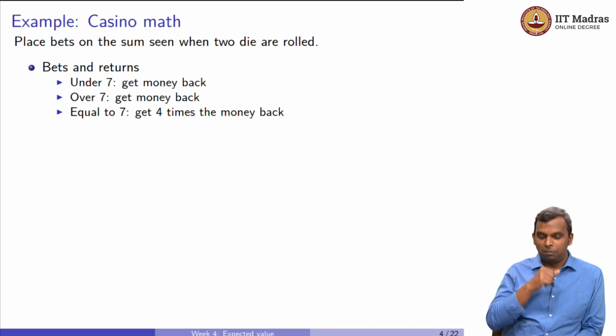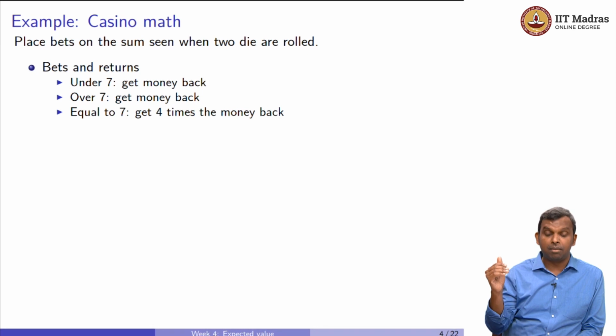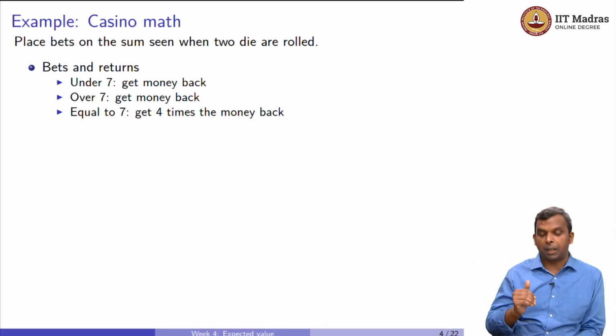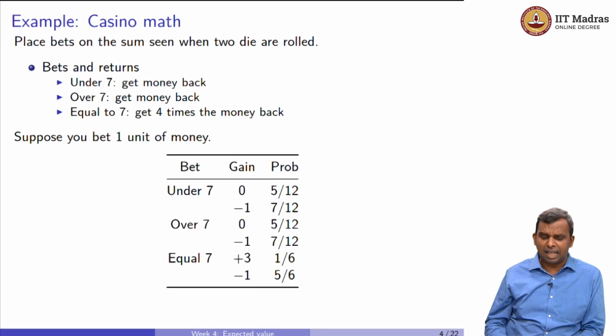So here is the return. If you bet under 7 and you win, you get your money back. If you bet over 7 and you win, you get your money back. If you say equal to 7 and you win, you get 4 times the money back. So this is the result, and you can do some basic calculation with it.